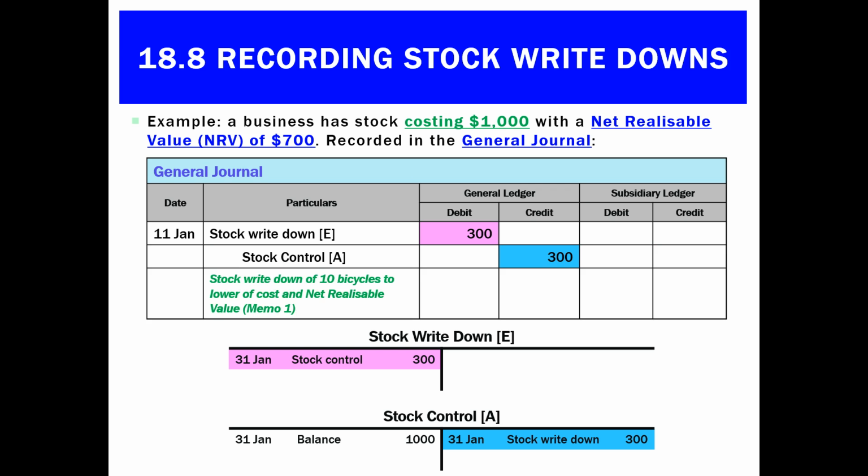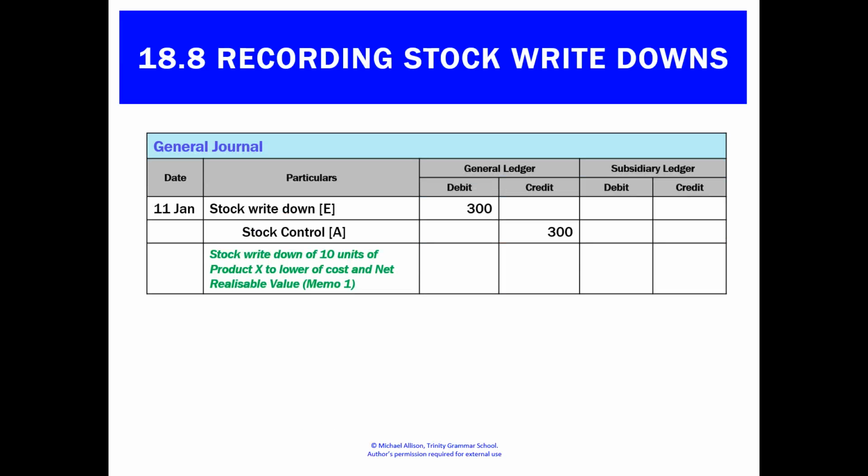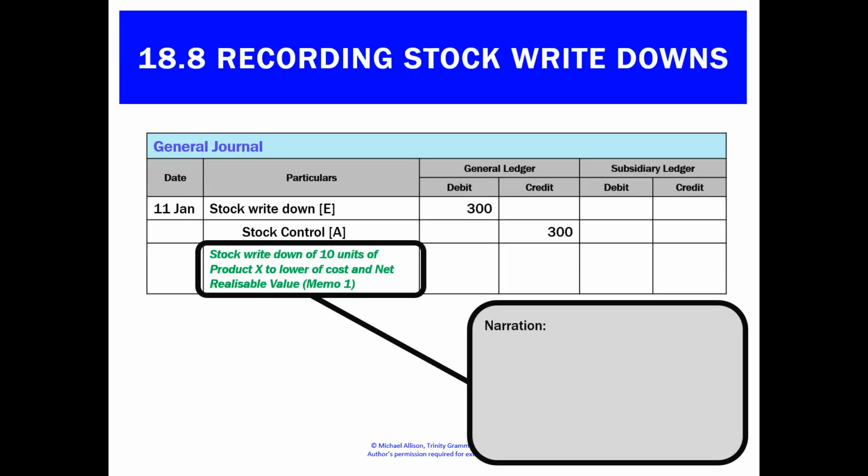Better do a narration. So I've written stock write-down. In this case, it's 10 bikes to the lower of cost and net realizable value. Let's just have a look at that narration. What are we looking for? Enough detail here. We want to start with what this is for. Why are we making this entry?